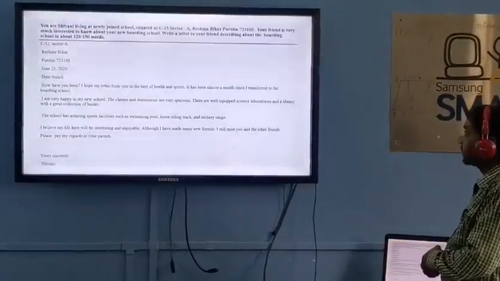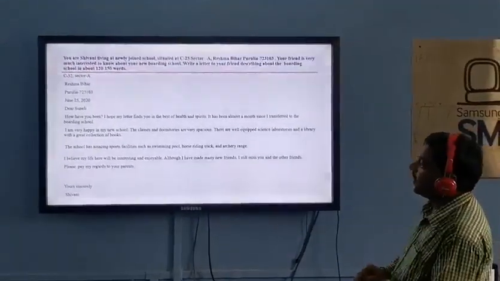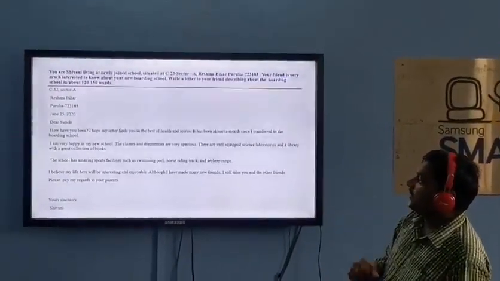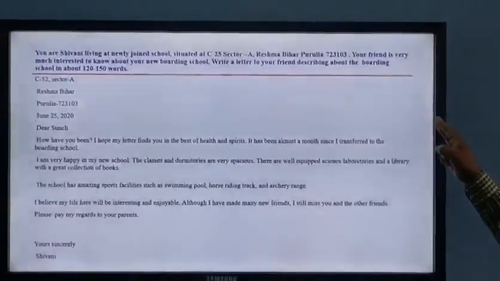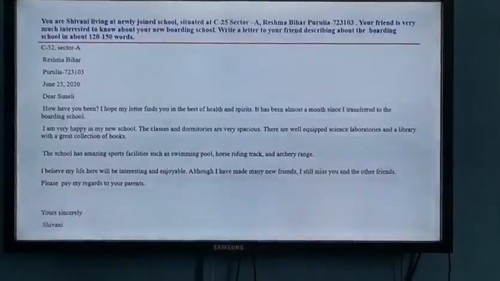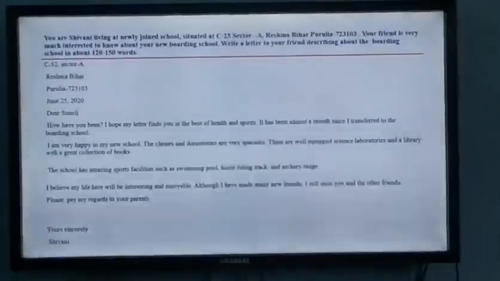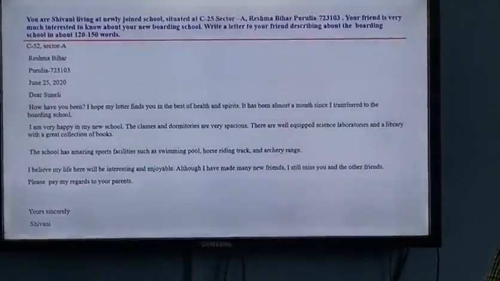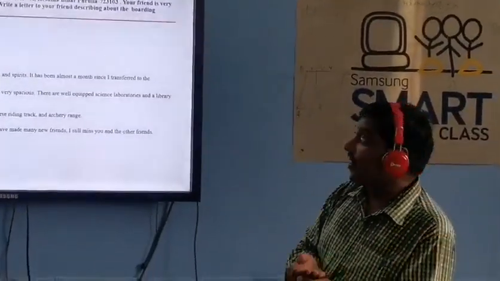And now we have to write one letter as an example. Suppose the question that you are given is, I am reading out the question: You are Shivani, living at a newly joined school situated at C24 Sector A, Resmalia, Purulia, 72310. Your friend is very much interested to know about your new boarding school. Write a letter to your friend describing the boarding school in about 120 to 150 words. Suppose this is the topic, the subject matter on which you have to write the letter. Now how shall you start?